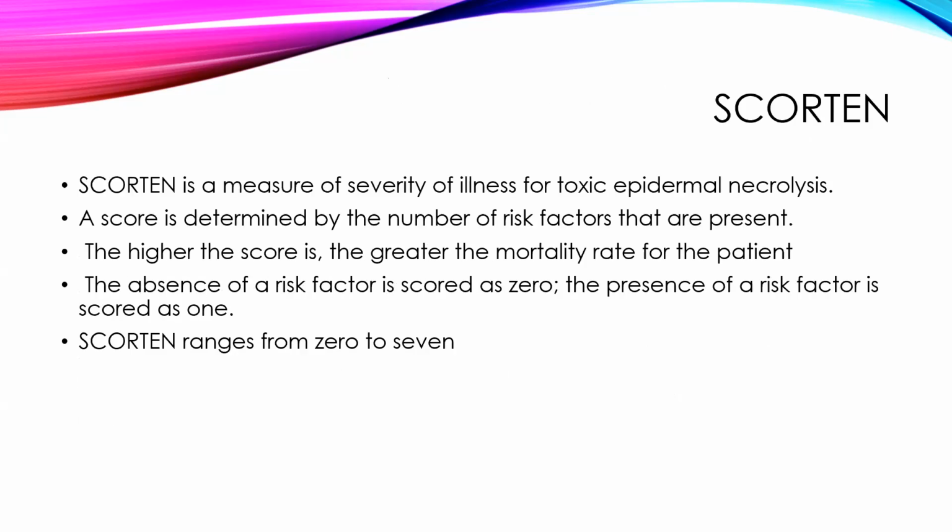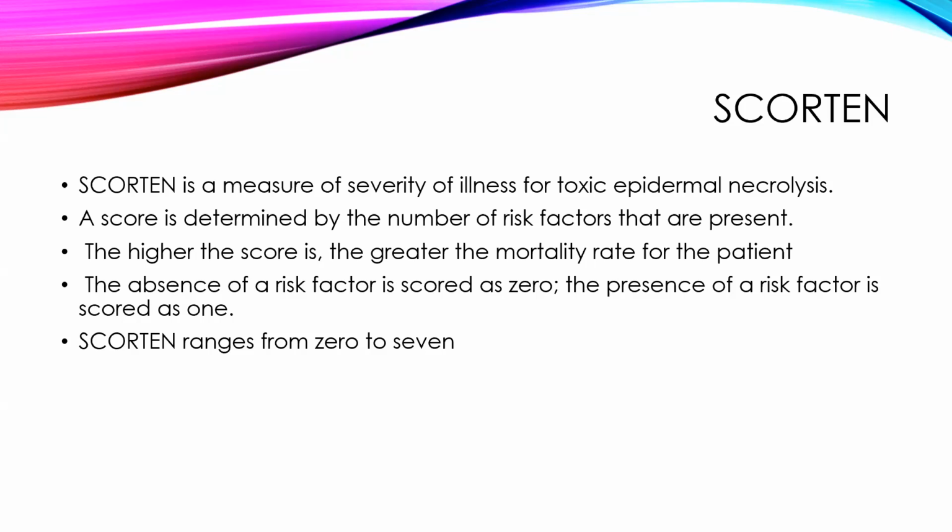So when you see a patient in the hospital and you are concerned that they have Stevens-Johnson syndrome or toxic epidermal necrolysis, we'll often use a measure called SCORTEN to decide the severity of the illness. It's also to give us an idea of prognosis. The score is determined by the number of risk factors that are present. The higher the score, the greater the mortality rate for the patient.